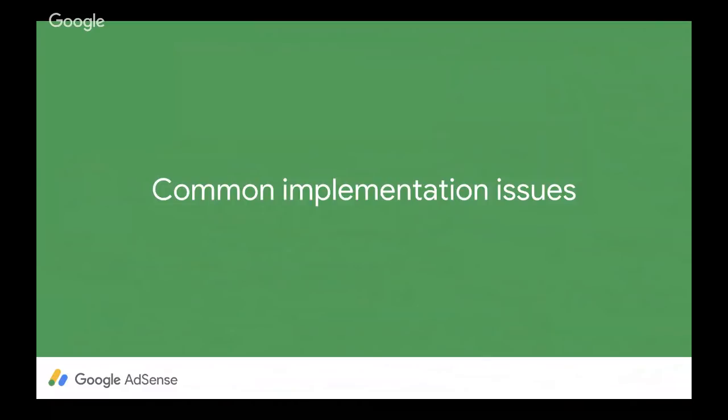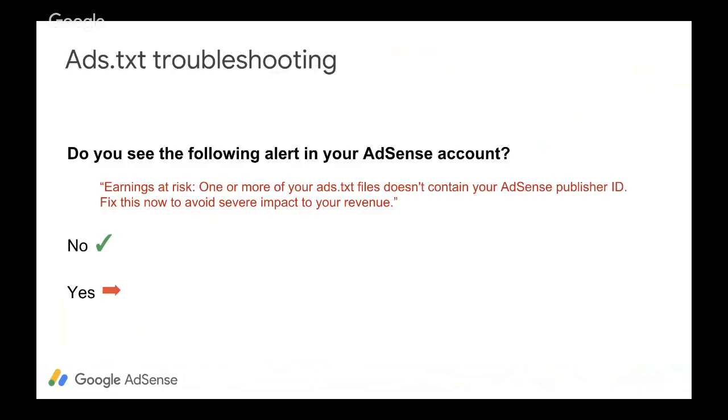Now, you might have attempted, or you might have to do so, or you might have run into some technical errors. So in the next few slides, I'd like to walk you through some of the common implementation issues that we've seen and what the solutions to those are. So first of all, if you're going into your AdSense account, the first thing to check is whether you do have an alert or not.